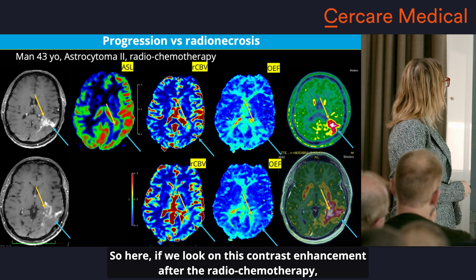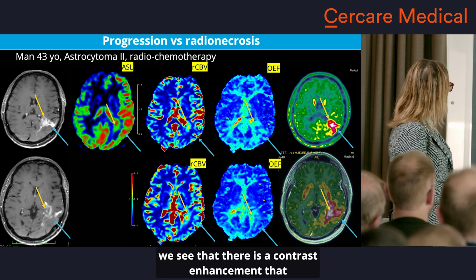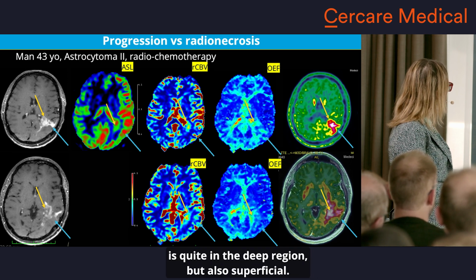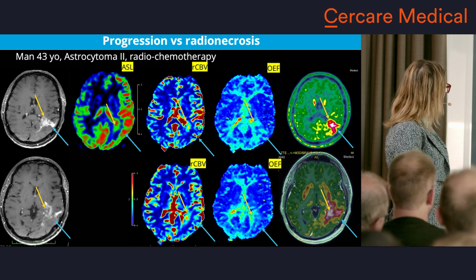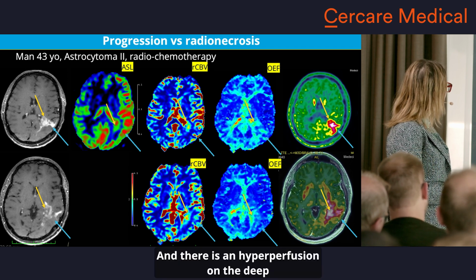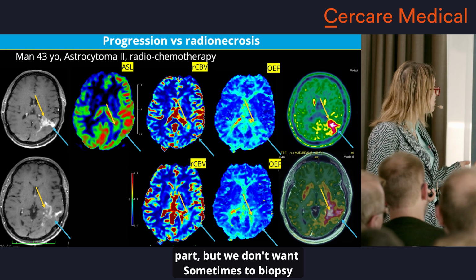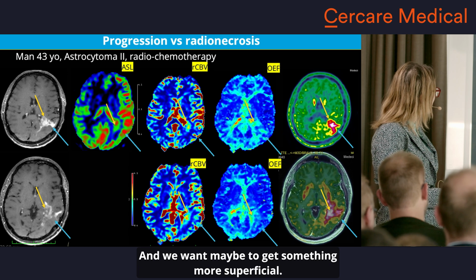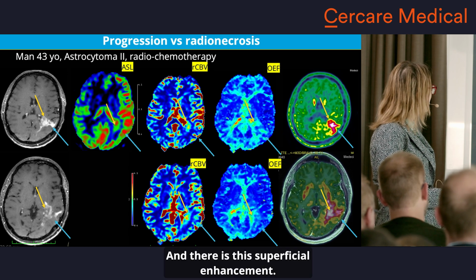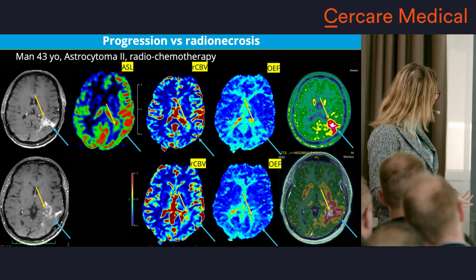So here, if we look at this contrast enhancement after radiochemotherapy, we see that there is a contrast enhancement that is quite in the deep region, but also superficial. And there is a hyperperfusion on the deep part, but sometimes we don't want to biopsy in the deep part of the region, and we want maybe to get something more superficial, and there is this superficial enhancement. But is it a lesion or not?